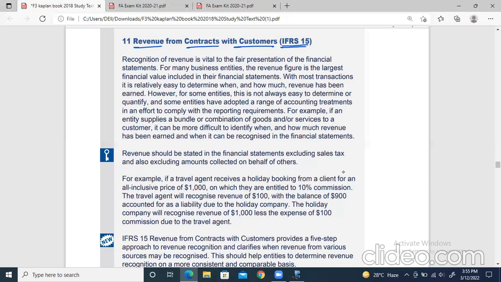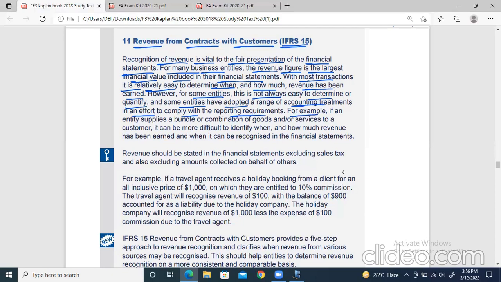Now, recognition of revenue is vital to the fair presentation of financial statements. For many business entities, the revenue figure is the largest financial value included in the financial statements. Yes, that's correct, no doubt. With most transactions, it is relatively easy to determine when and how much revenue has been earned. However, for some entities, this is not always easy to determine or quantify, and some entities have adopted a range of accounting treatments in an effort to comply with the reporting requirements.